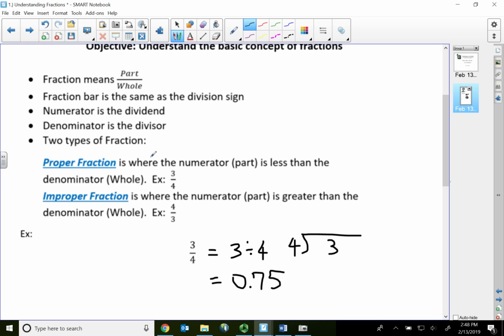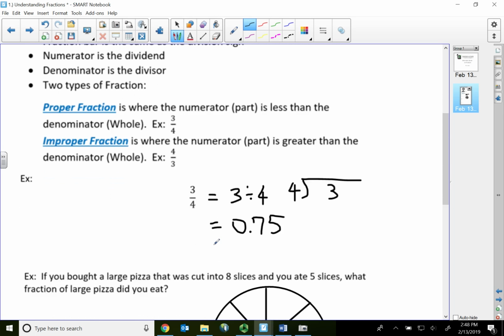There are two types of fractions: proper fractions versus improper fractions. A proper fraction is where the numerator, the part, is less than the denominator, or the whole, like 3 over 4, for example. An improper fraction is where the numerator, the part, is greater than the denominator, the whole. That creates what we call an improper fraction.